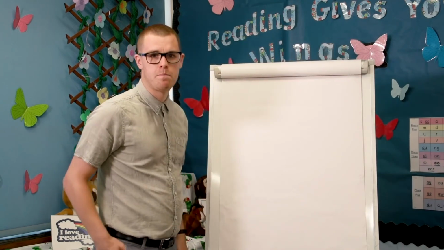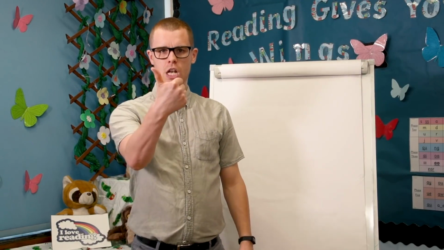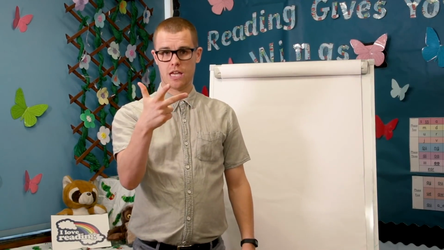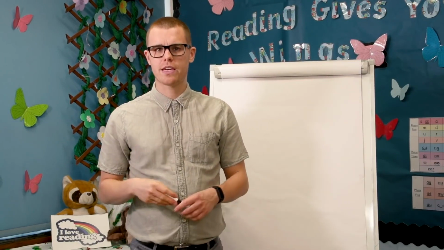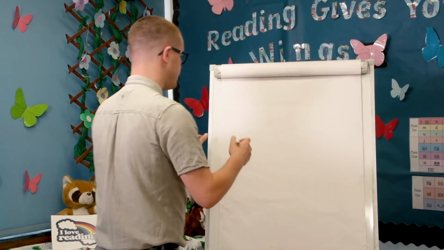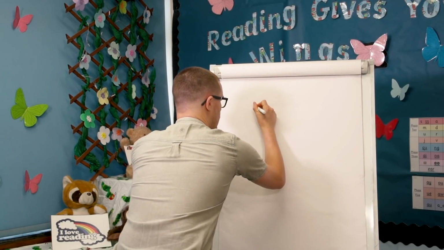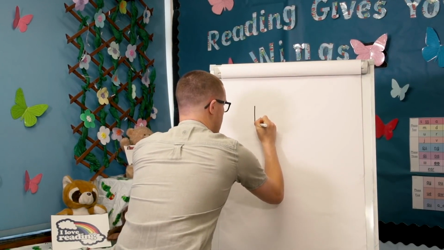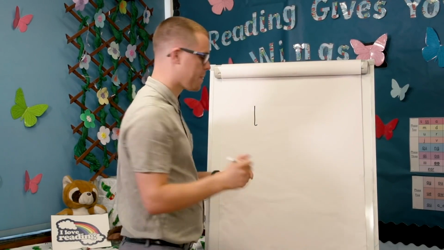Let's try another one. Let's spell like. Segment the sounds with me. Like. L-I-K. Let's count how many sounds there are. Like. L-I-K. That's 3 sounds. Watch me write like. I need 3 sounds. L.